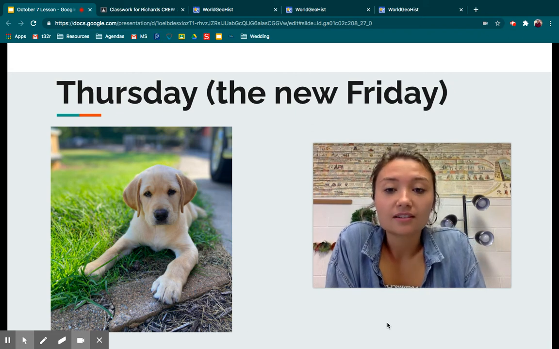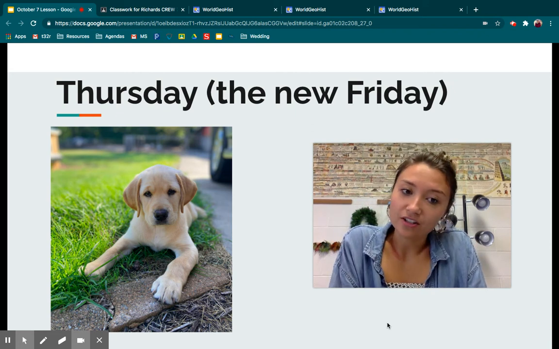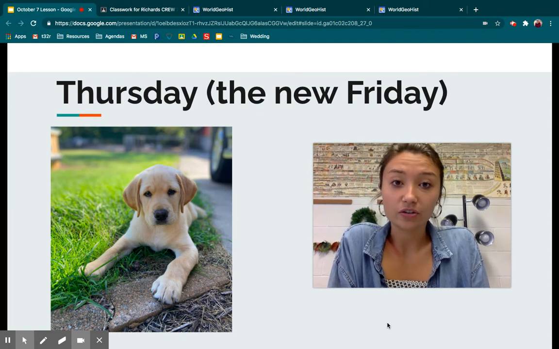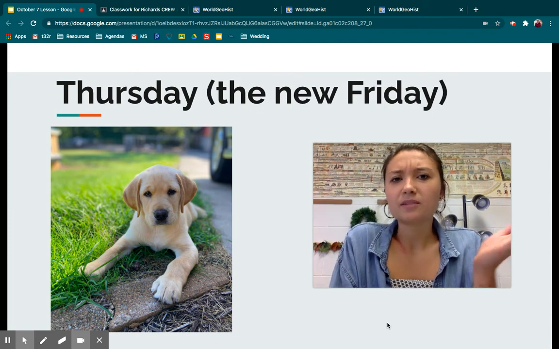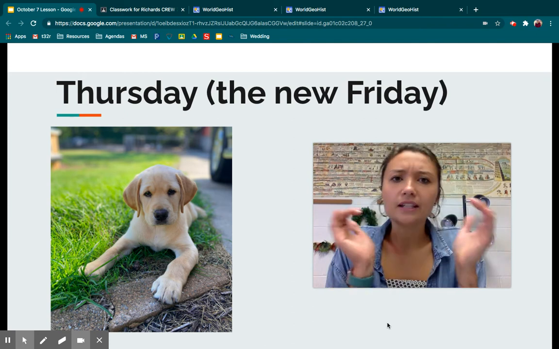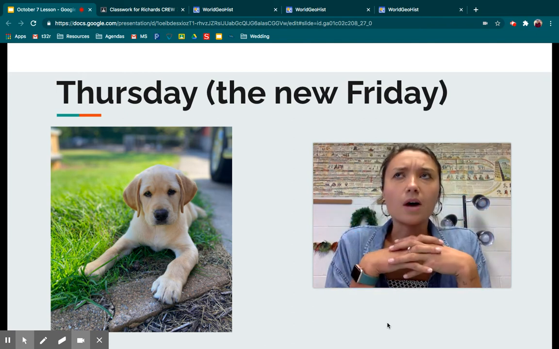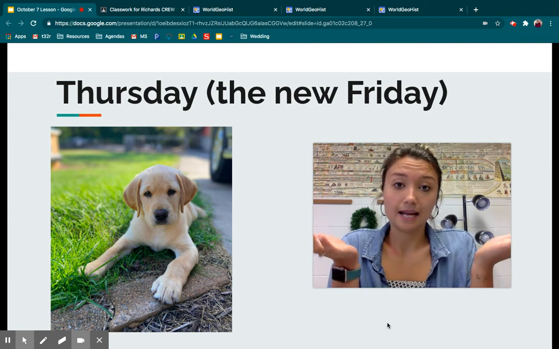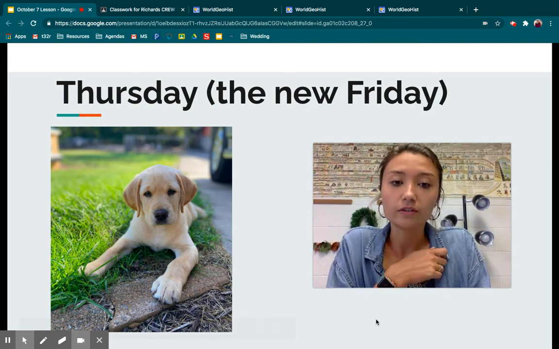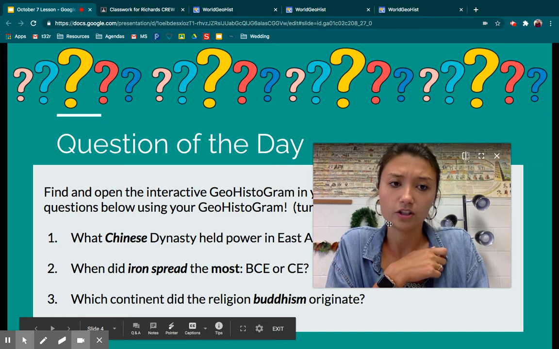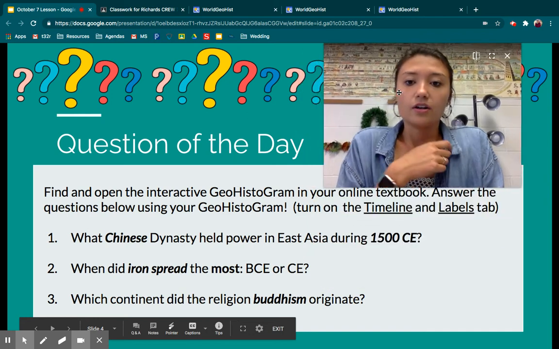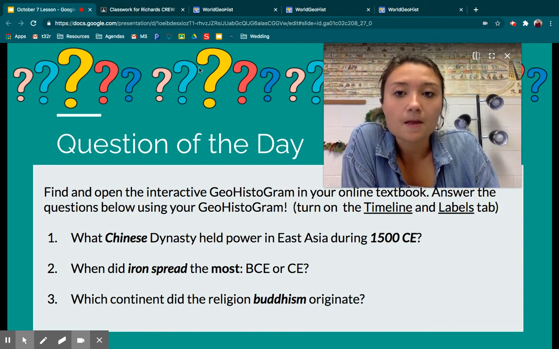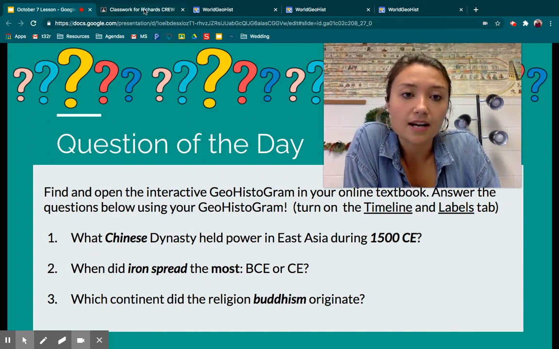We are going to discuss the question of the day from yesterday, so that you know exactly how to look up questions on the geohistogram. I don't know about you guys, but in my classroom, we definitely needed a time to figure out how to find those answers. So we are going to go over it together today. So what you should have done, if we look at the question of the day here, you're opening your interactive geohistogram in your online textbook, okay? And I'm gonna just take you there right now.